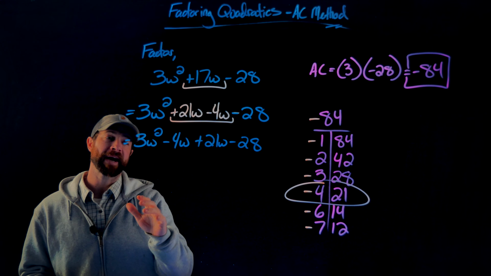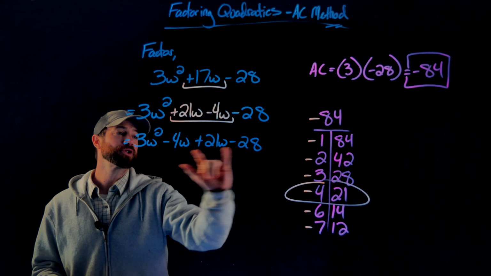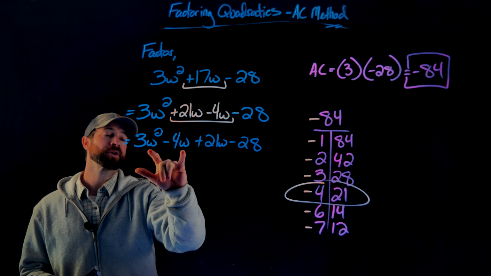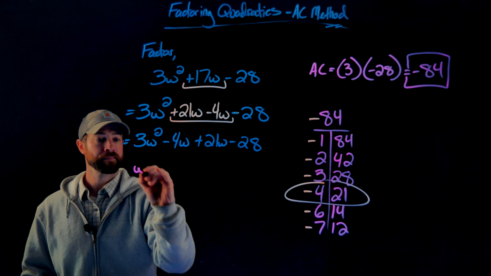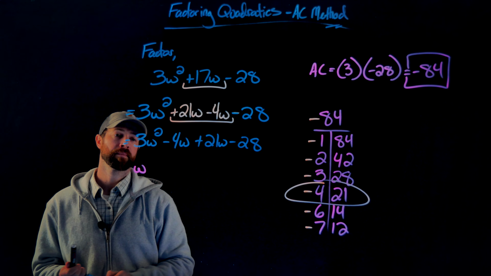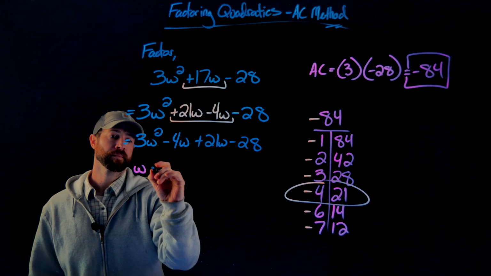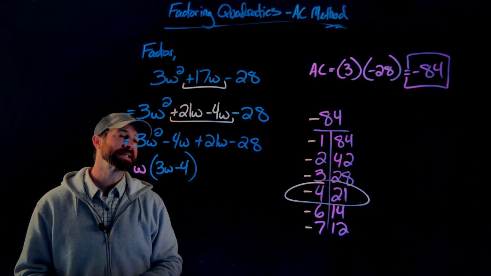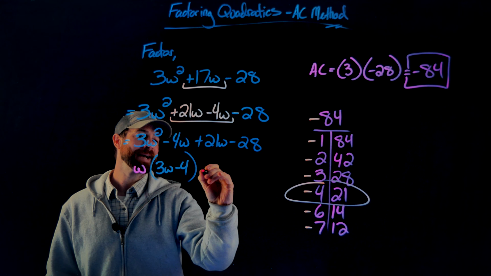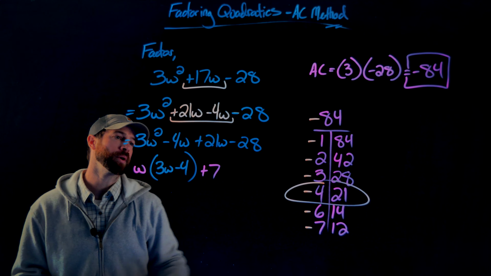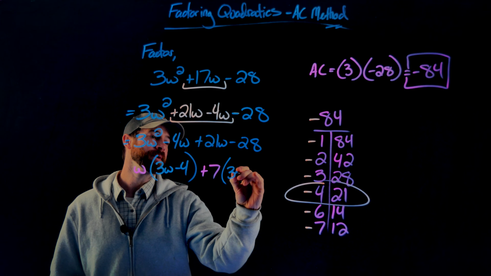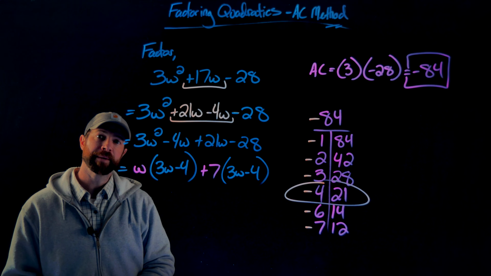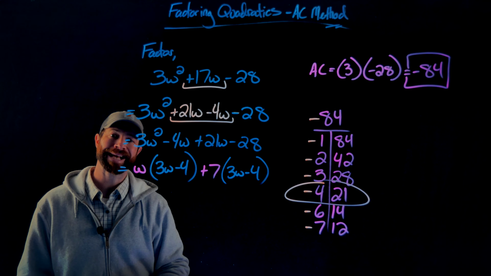The next thing I'm going to do is factor by grouping, which means I'm going to take these as two separate groups and factor out the greatest common factor. In this first group, I'm going to factor out just a w. And that will give me a 3w minus 4. In this second group, I'm going to factor out a 7, positive 7 importantly, leaving me with 3w minus 4. Again, when I do factor by grouping, it's always very important that these binomial factors are exactly the same.